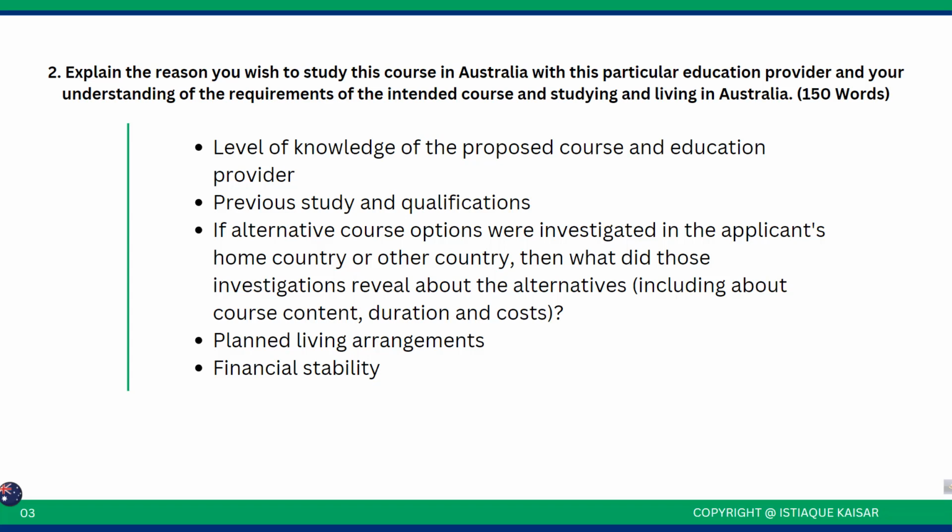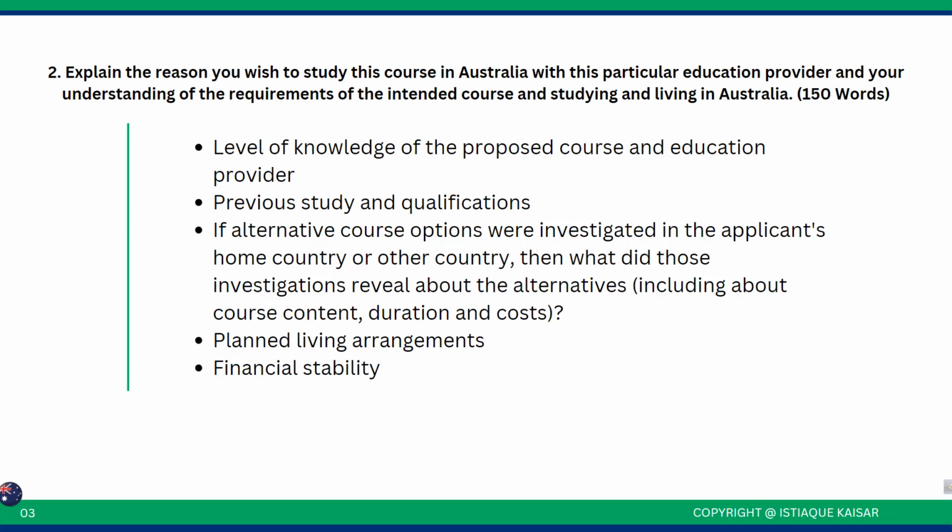For example, you are applying for a Bachelor of Science and you have completed your 12th grade with science subjects, or if you're applying for computer science or software engineering and previously you had mathematics or physics courses in your 12th grade, then you can mention something like that, the course relevancy. And again, if alternative course options were investigated in the applicant's home country or another country and you already mentioned that in the previous paragraph, you do not have to write it again. You do not have to write the same thing again and again.